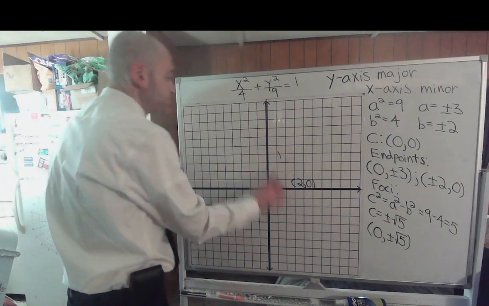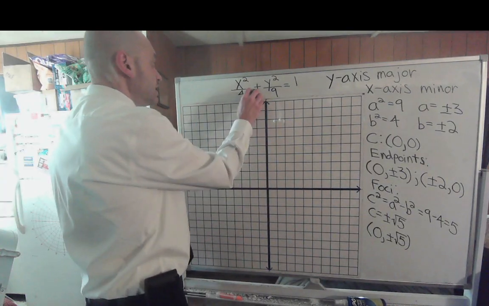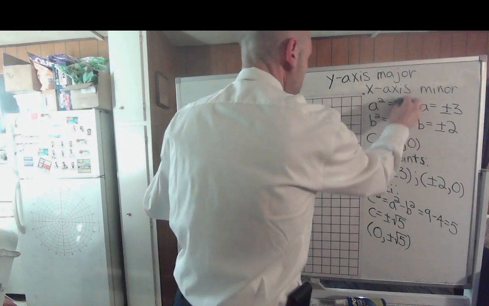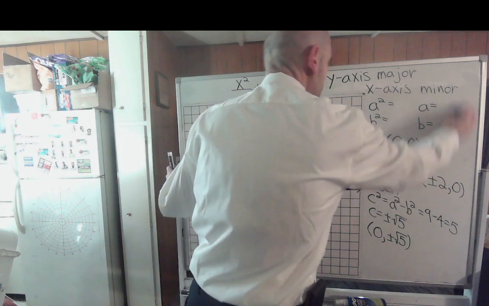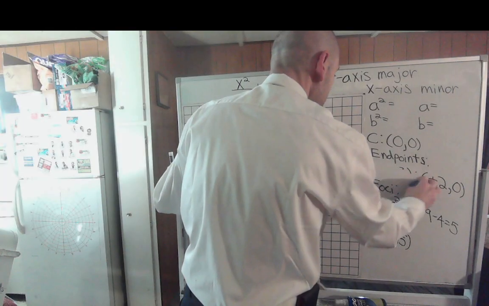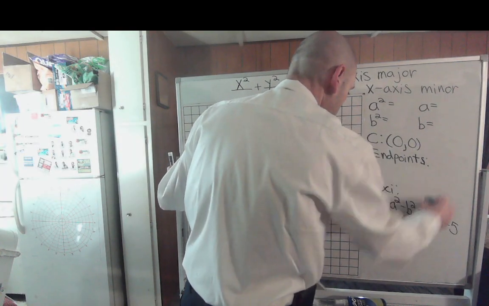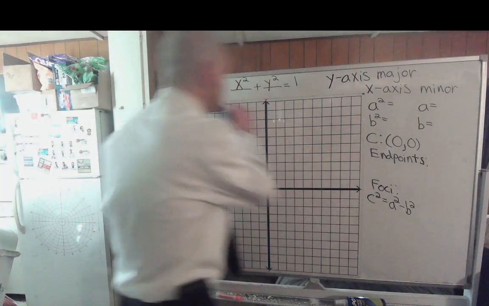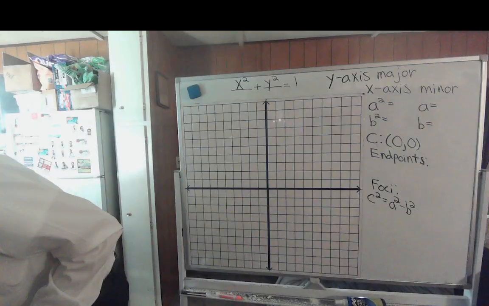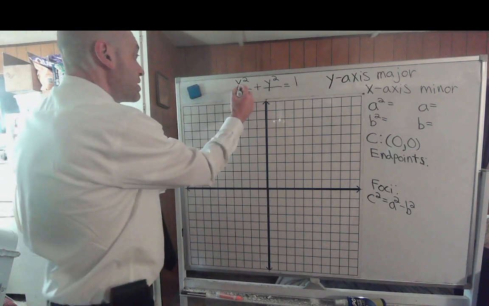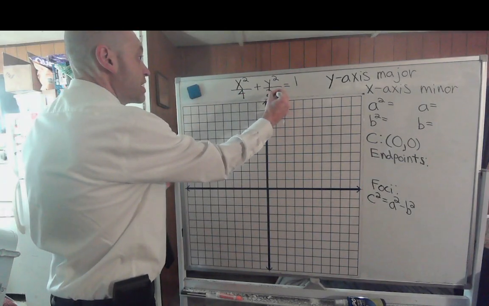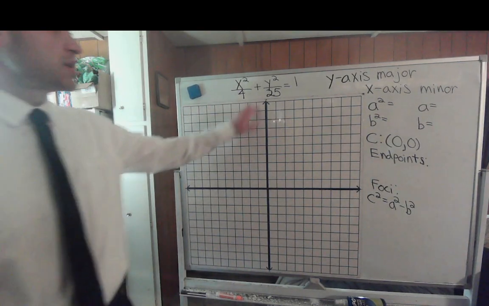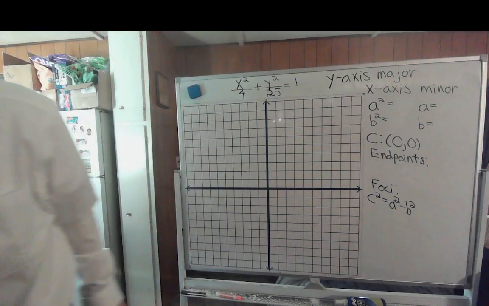All right. Let's do another one where the center's still at the origin, and then we're going to do a couple where the center's not at the origin. So let's go ahead and leave that format in place here for now. What do we get this time? So we have x squared over 4 plus y squared over 25 equals 1.